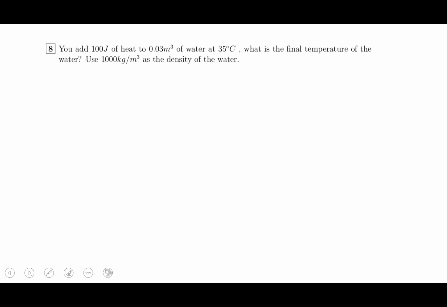All right, so now let's do this last one. We have 100 joules of heat. We're adding 100 joules of heat to 0.03 meters cubed of water at 35 degrees C, and we want to know what the final temperature of the water is. So really, we're looking for T2. This is T1. We're given a volume of water, so we know that we're going to need to find the mass, and this is Q.